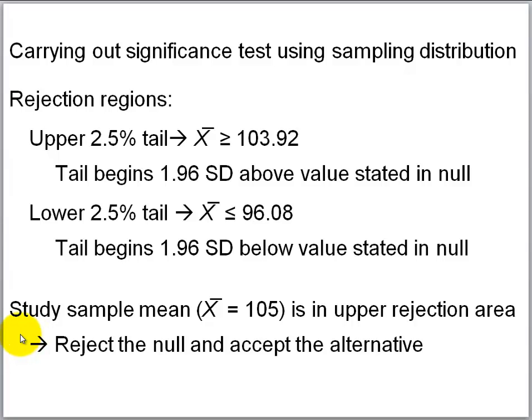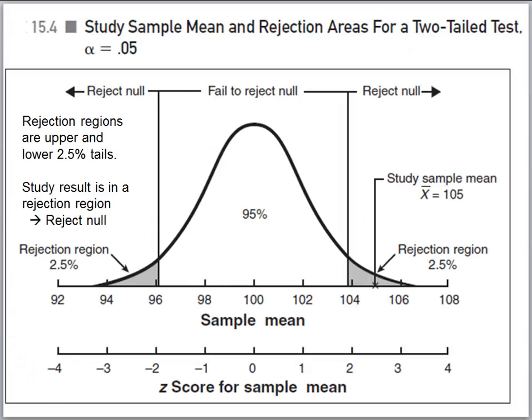And we're going to find out it is indeed in the upper rejection region. So here's our result visually. The shaded areas show the upper and lower 2.5% tails, and those are our rejection regions for this example. Then we plot here our study sample mean. Our study sample mean is indeed located in a rejection region, and therefore our decision is going to be to reject the null hypothesis and accept the alternative.